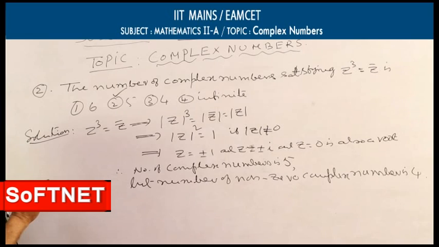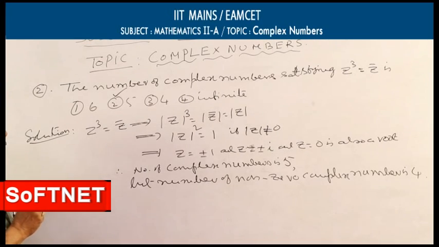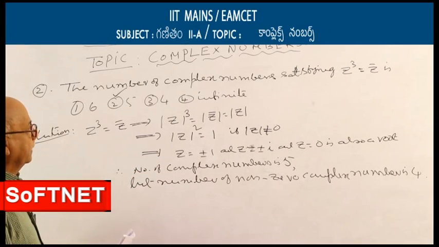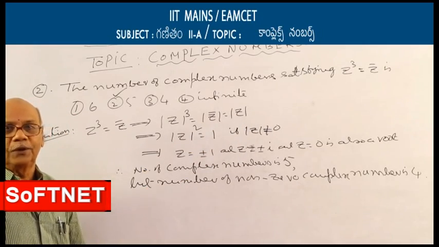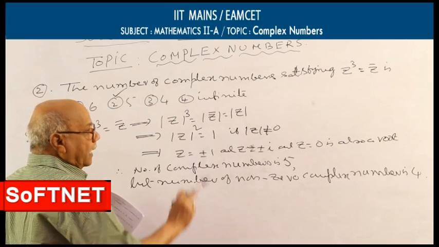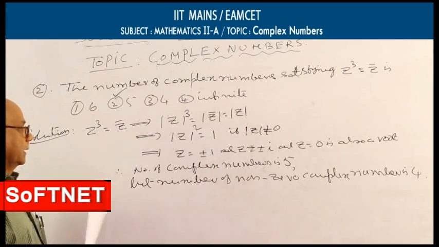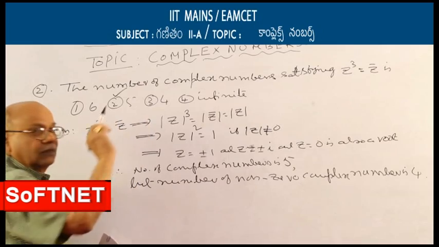So let us recall: the number of complex numbers satisfying z cubed is equal to z bar is, option 1, 6; 2, 5; 3, 4; and 4, infinite. Now z cubed is equal to z bar implies mod z cubed is equal to mod z bar, which is mod z, and that implies mod z square is equal to 1 if mod z is not equal to 0, which shows that z is equal to plus or minus 1 and plus or minus i, and z is equal to 0 is also a root. So therefore the number of complex numbers is 5, but the number of non-zero complex numbers is 4.